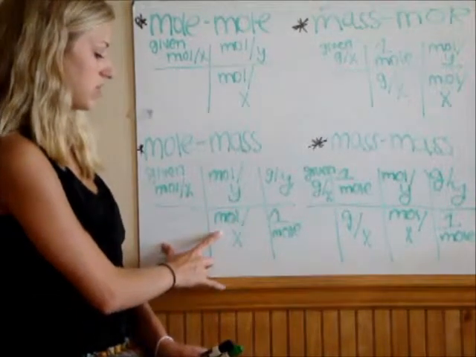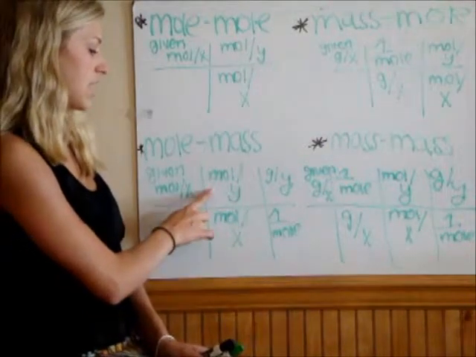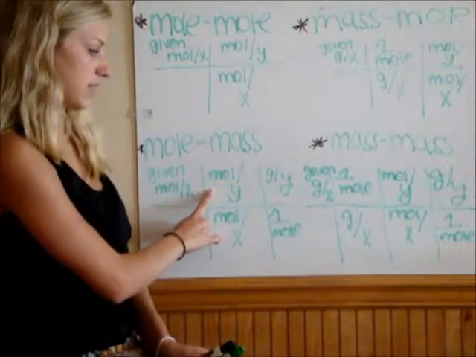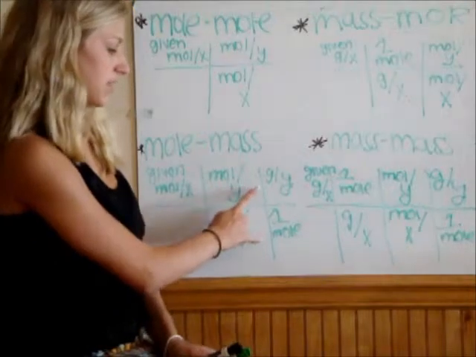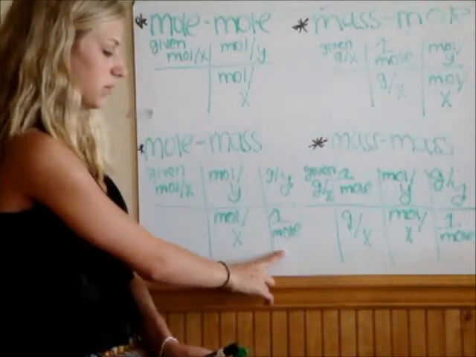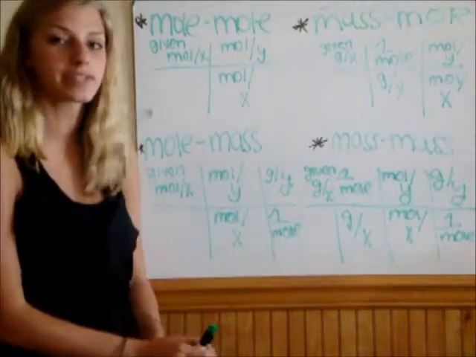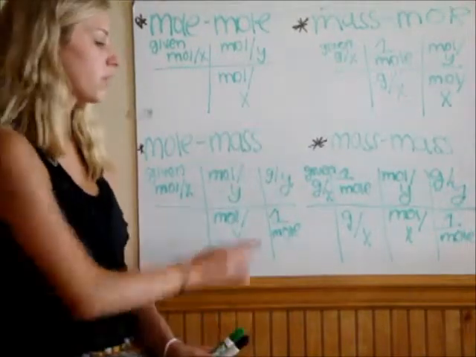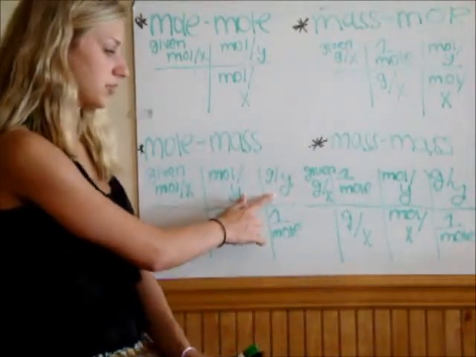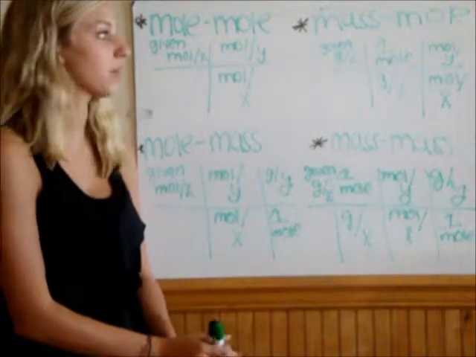For mole to mass, you put your given moles of X here. Down lower, your moles of X from the balanced equation. Up top, moles of Y from the balanced equation. And then from the periodic table, what goes down here is always 1 mole, because anything you get off the periodic table is always equal to 1 mole. And up here we have the grams of Y, which you would go to your periodic table and figure out.